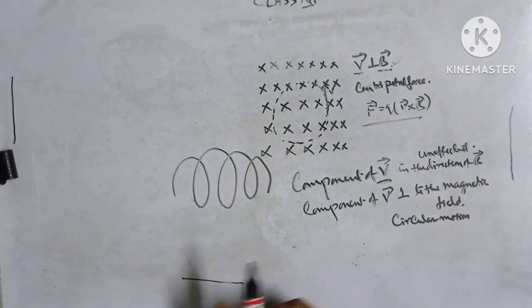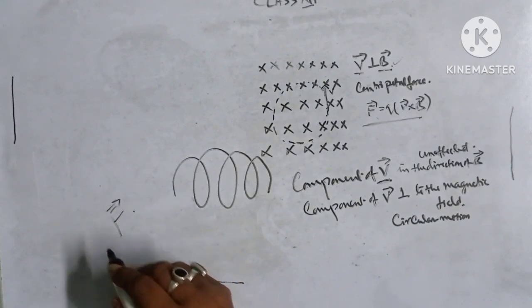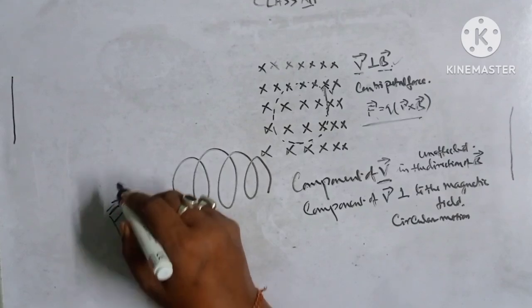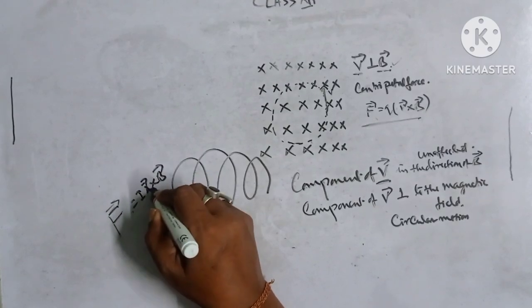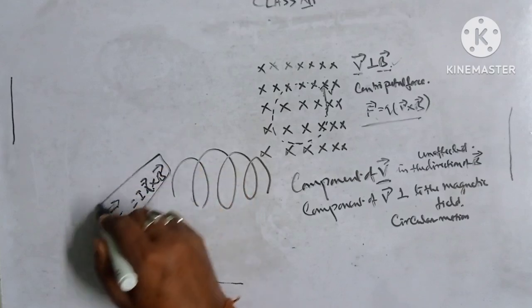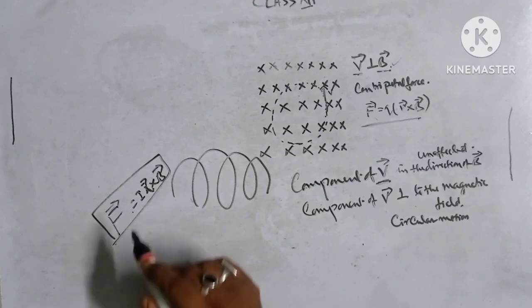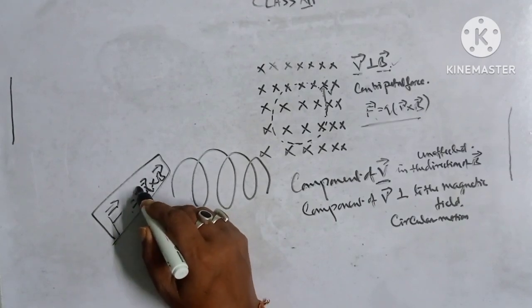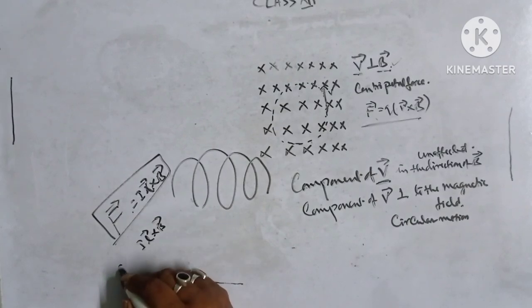So first of all, a very important point: the force acting on a conductor carrying current placed in a magnetic field is equal to I L vector cross B vector. Remember, this is very important. That is the force exerted by the external magnetic field when a current carrying conductor is placed in it: I L cross B. So this is your force.